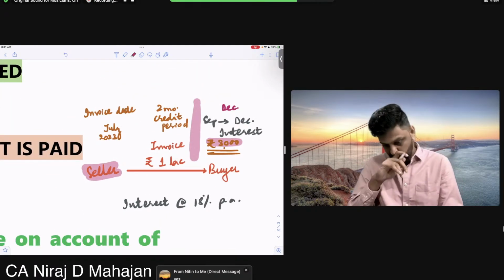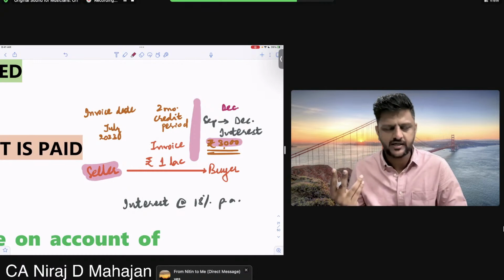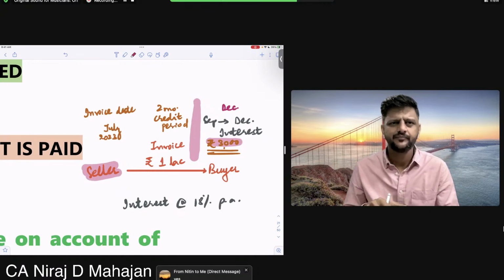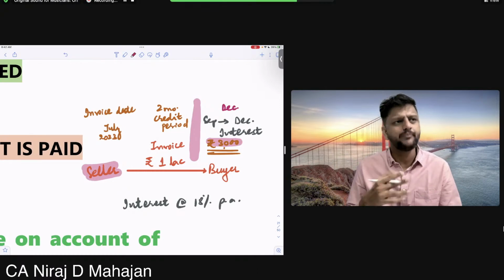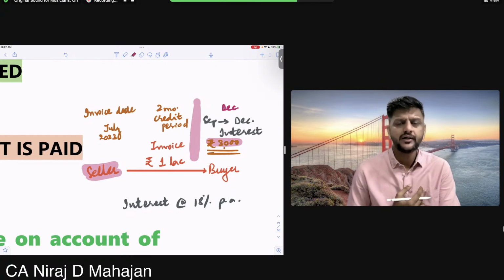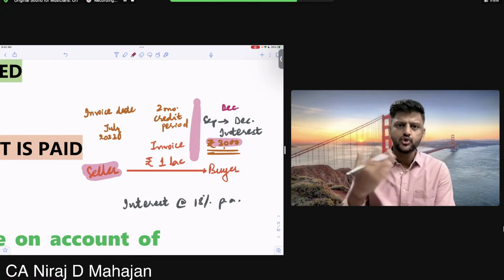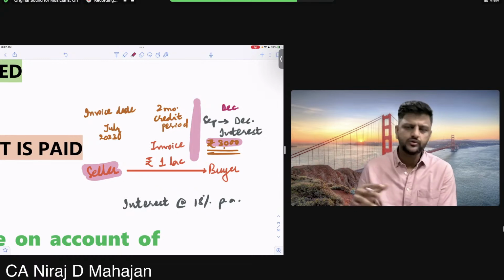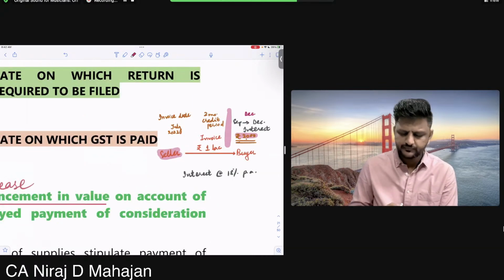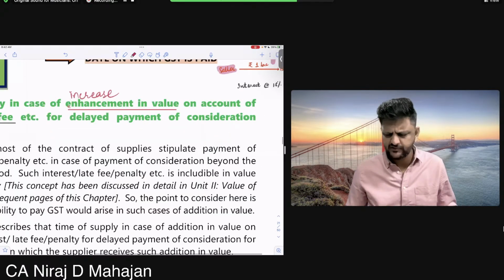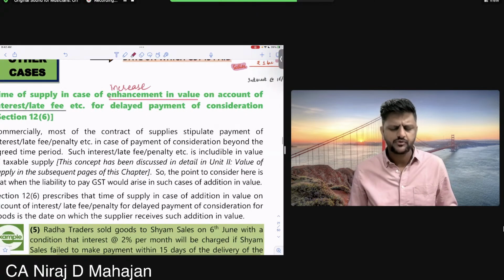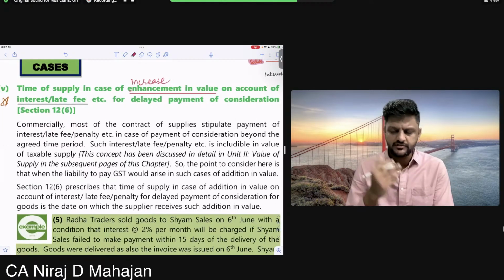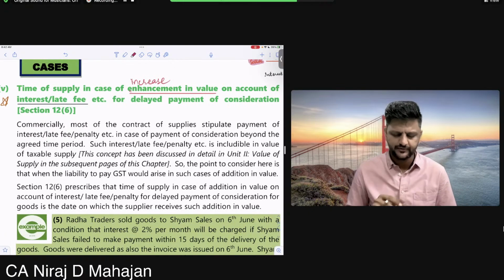That income is allowed. You had this case also in income tax, by the way. If you are receiving money or you have paid money as a breach of contract, then it is allowed as an expenditure to the payer, so therefore income to the recipient. You had seen that in, I think, section 37. So the time of supply in case of enhancement in value: there is an increase in value on account of late fee or interest received.